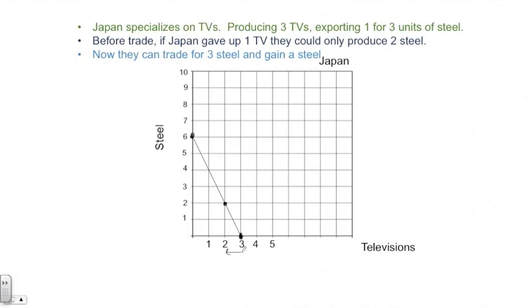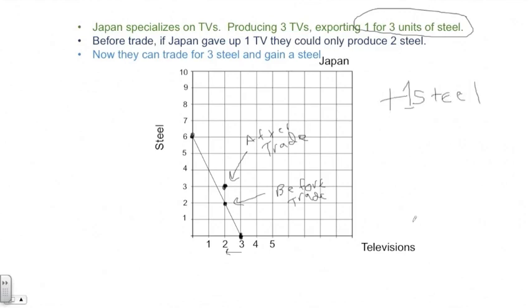So what that means is that with their own production domestically, to give up that 1 television, they would have been capable of producing 2 steel. Well, now, as they trade, and based on the terms of trade, they are now trading 1 television for 3 steel. So this point indicates a scenario before trade, whereas this bullet point represents a scenario after trade. For Japan, their ability to trade 1 television for 3 steel puts them outside their PPF. Subsequently, this nets them a result of an additional steel that before trade they were incapable of producing. So the gains from trade here for Japan are 1 additional steel that they could not have done on their own.